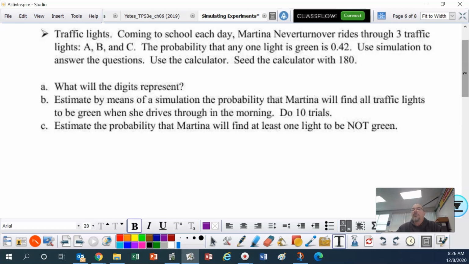All right, she rides through 3 traffic lights, A, B, and C. The probability that any one light is green is 0.42. Use simulation to answer the questions. Use the calculator, seed the calculator with 180. All right, so A, what will the digits represent? Well, since we're using the calculator, I'm going to do both here, okay? So this is part A.